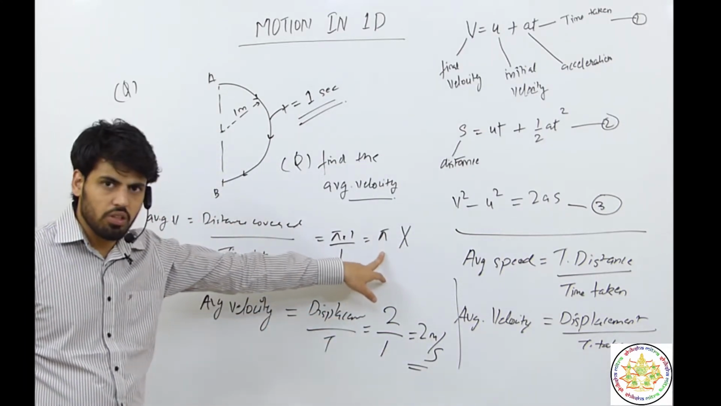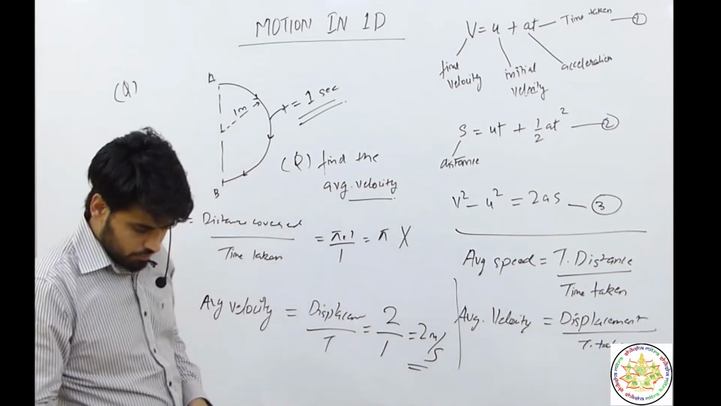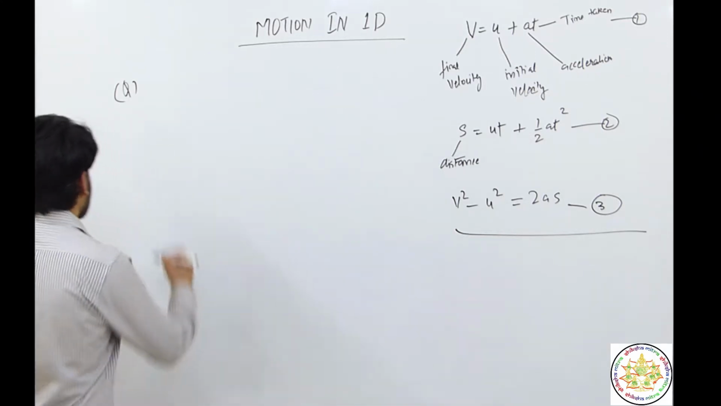Pi will be there in the option, so don't tick pi in a hurry. The answer will be 2 meter per second. Let's do one more question.